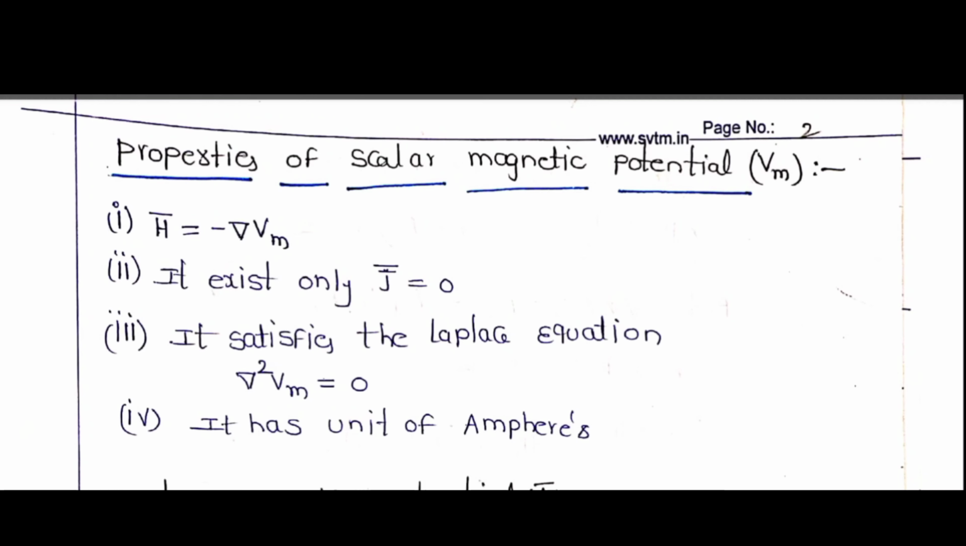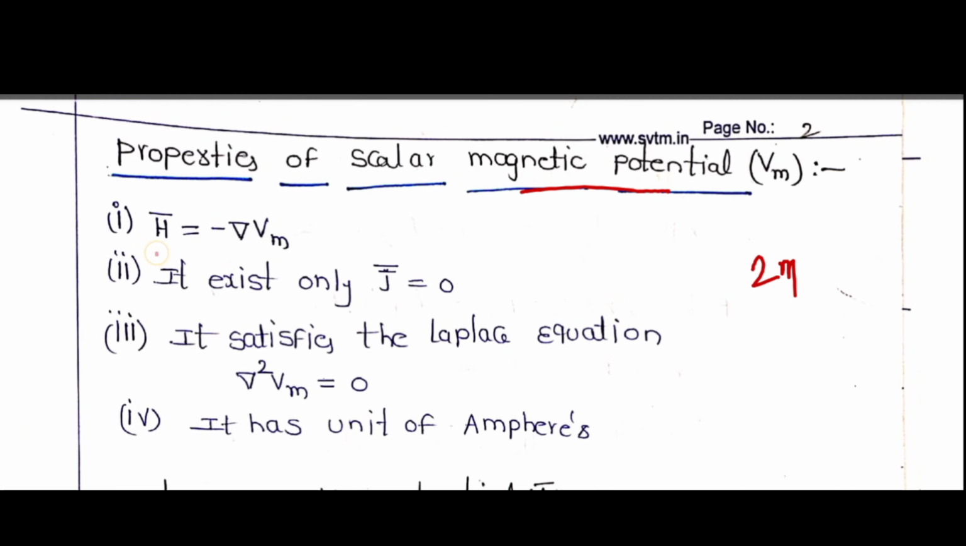Now what are the properties of scalar magnetic potential? These are important properties. For 2 marks they will ask questions: write the properties of scalar magnetic potential Vm. The formulas we are using and the conditions, all this comes under properties.